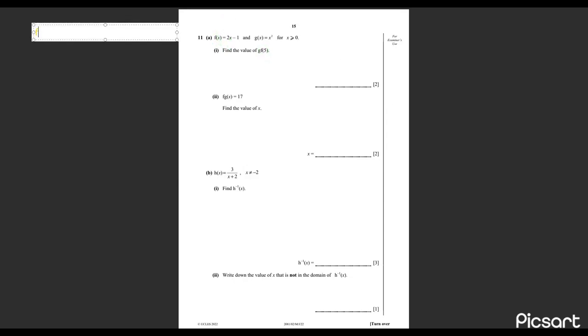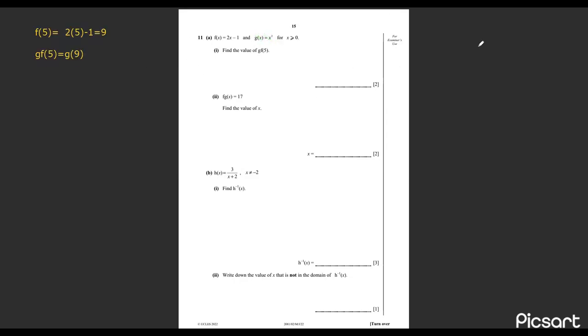So f of 5 would be equal to 2 multiplied by 5, minus 1. 2 multiplied by 5 is 10, minus 1 is 9. And now we're going to get g of f of 5, which equals g of 9, because f of 5 is equal to 9. And all we do now is take this x and put 9 instead of it.